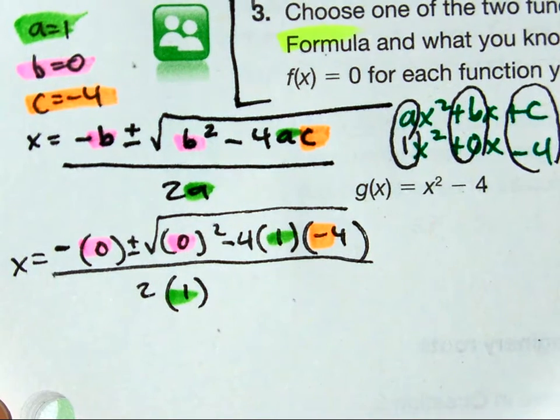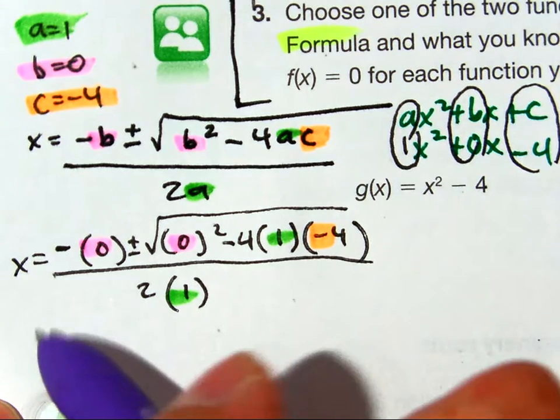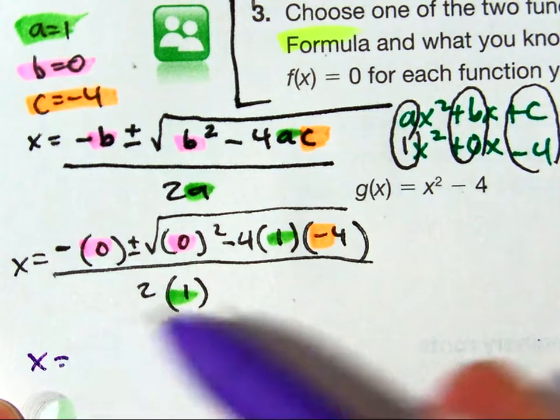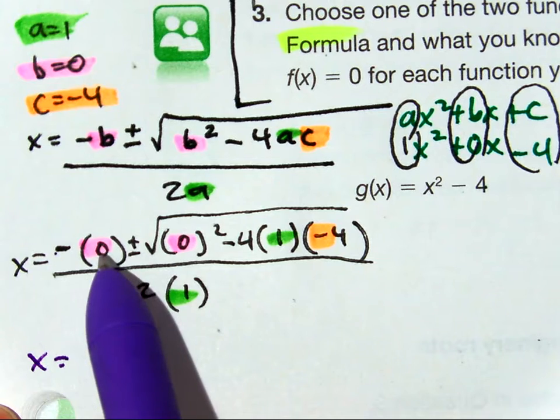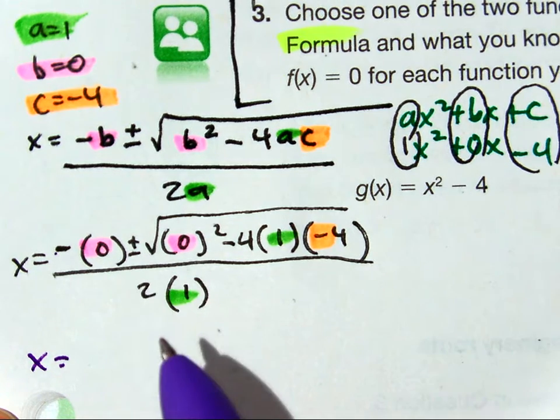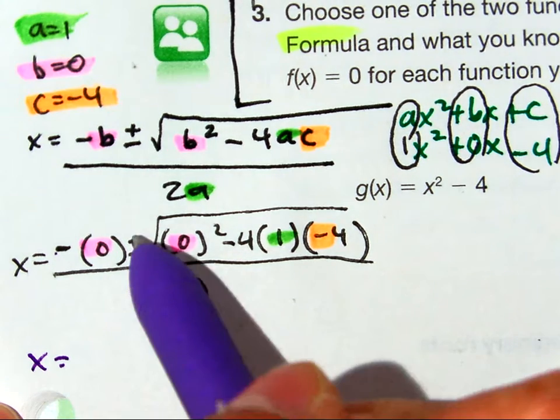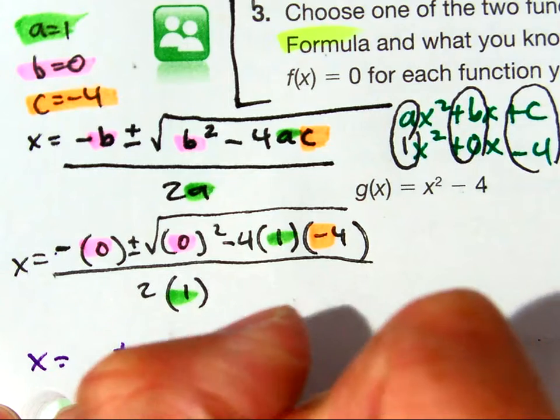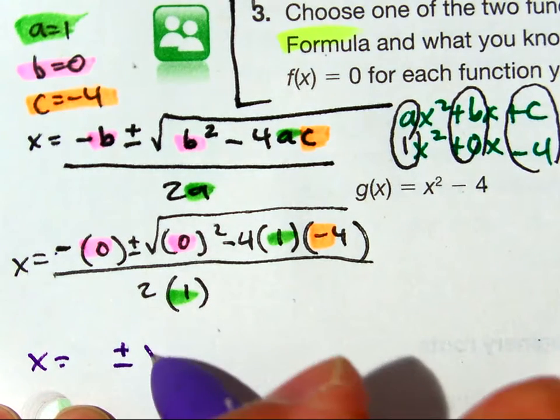Okay? Now I'm just going to go through and simplify. So the opposite of 0 is 0. Class, do we ever have to write 0? No. So I'm just going to have the plus or minus. 0 squared, what is it?